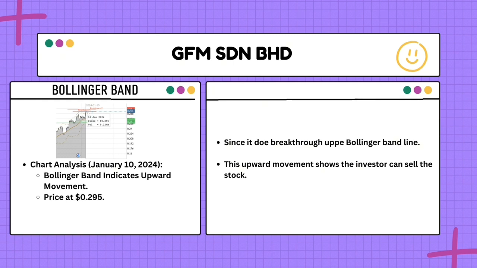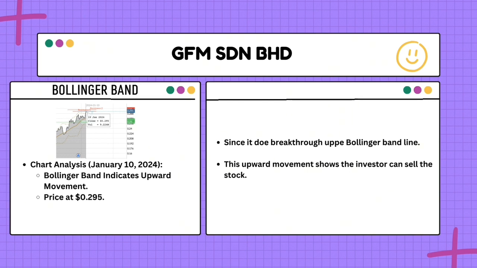Bollinger Band. For instance, looking at the chart, a buy signal occurred around 4 July 2023 when the stock price dipped to approximately 0.165 and touched the lower Bollinger Band. The indicator shows an oversold market condition.